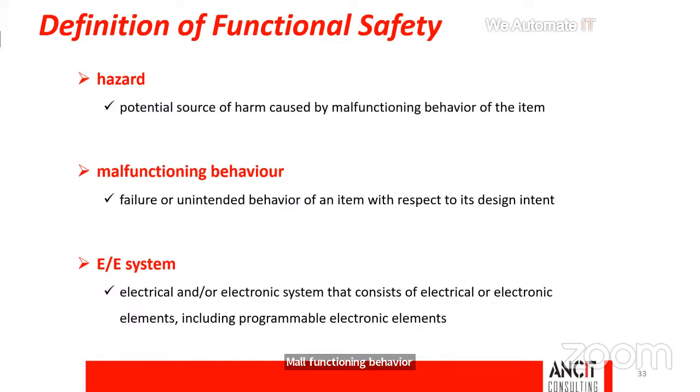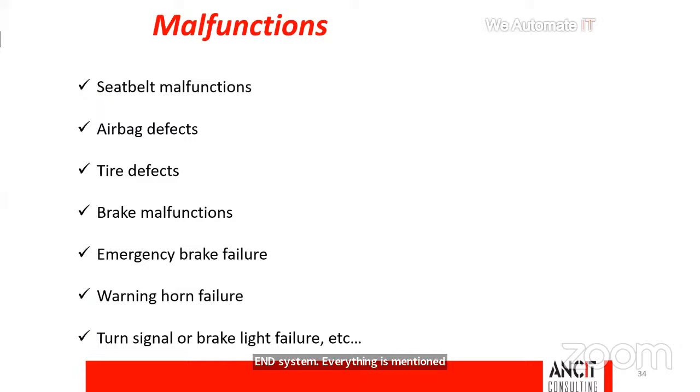Now coming into the E/E systems. Okay, so E/E refers to an electrical or electronic system, a system that consists of electrical or electronic elements, including programmable electronic elements. Okay, so these definitions are mentioned in our ISO 26262. What is a hazard, what is malfunctioning behavior, what is an E/E system, everything is mentioned in ISO 26262.